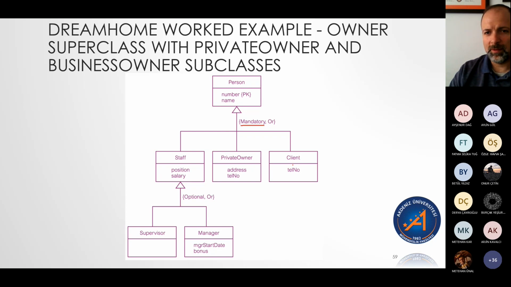staff, private owner, or client. And if that person is a staff person, you're catching this relationship, they can be, not has to be, but can be optional, supervisor or manager. All right. And in both cases, we have an or distinction here. As Metahan points out, you can only be one of these. You can only be a staff or a private owner or a client. If you are a staff person, you can only be a supervisor or a manager. You can't be both.